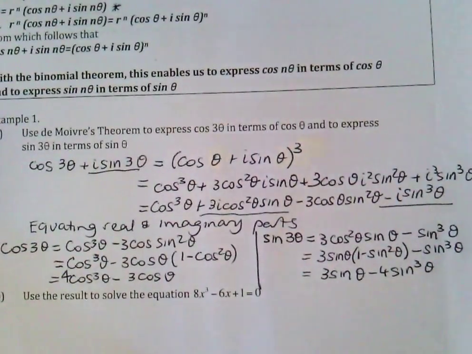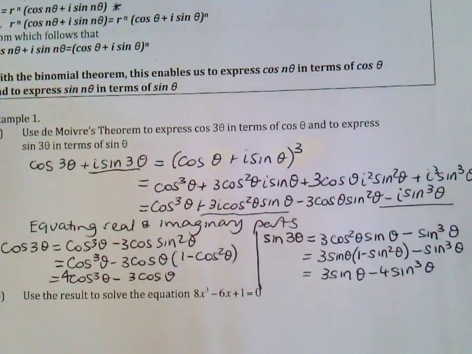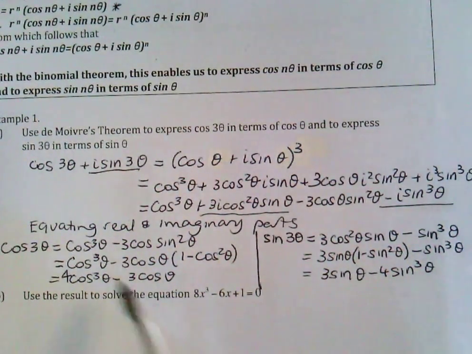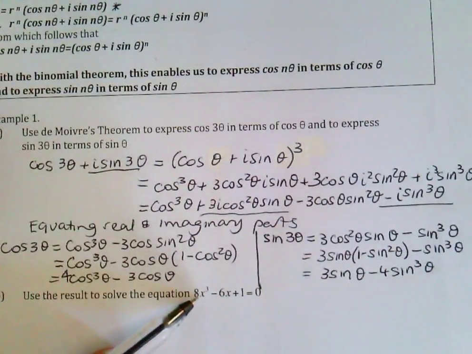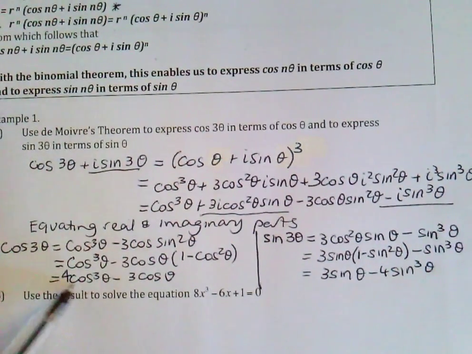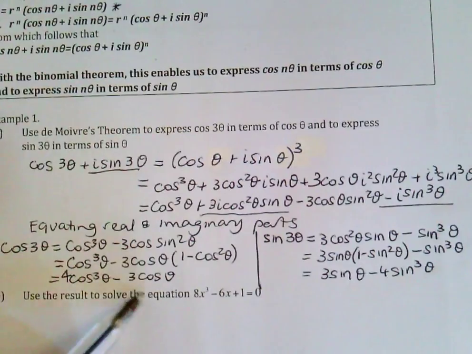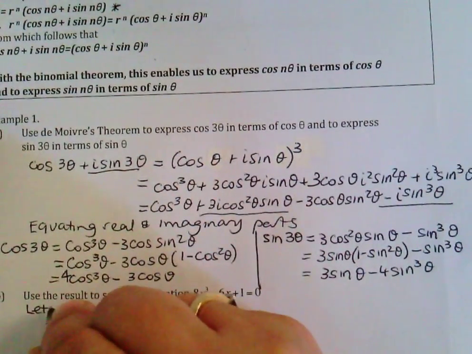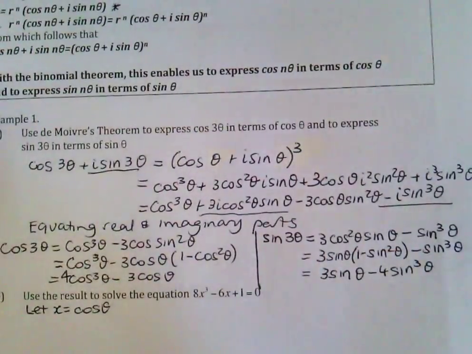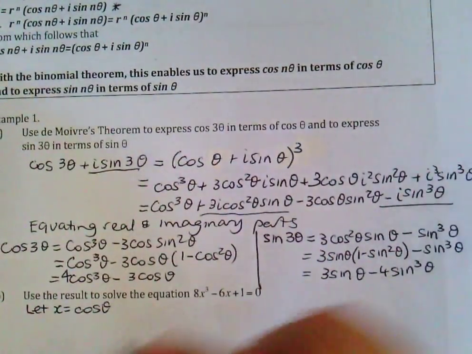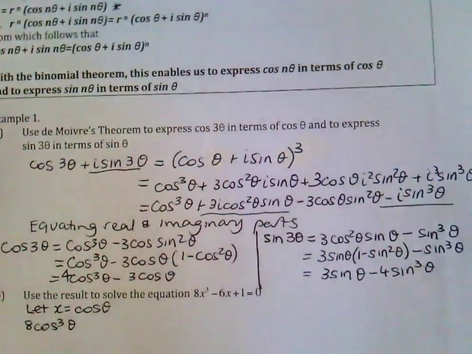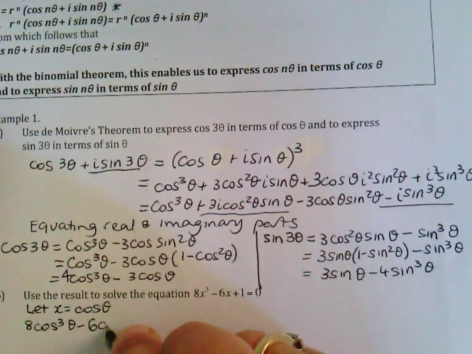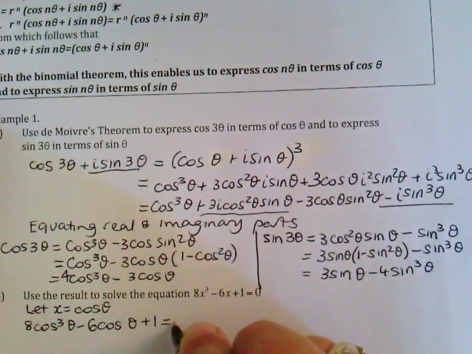Now it says use the result to solve this equation. So use the results from up there to solve the equation 8x cubed minus 6x plus 1 equals 0. Looking at either of these two, the most appropriate one to use would be the first one, because this 8x cubed is sort of double that, and this minus 6x is double the minus 3x. So we're just going to let x equal cos theta. Therefore, our equation becomes 8 cos cubed theta minus 6 cos theta plus 1 equals 0.